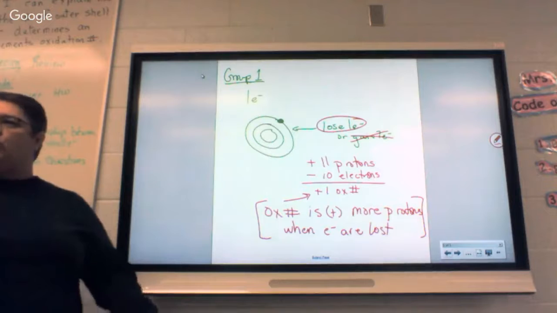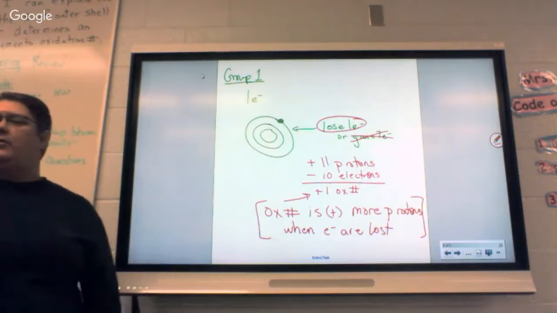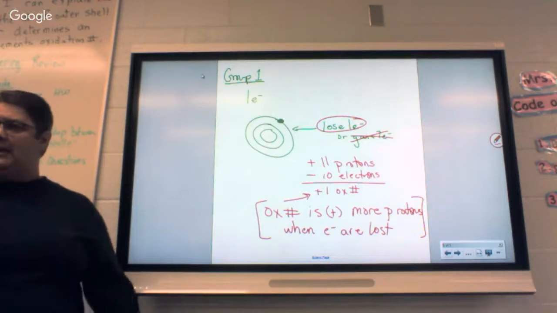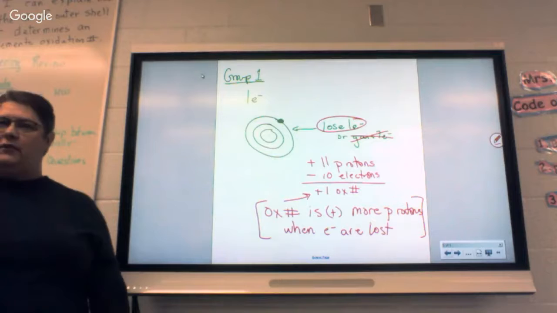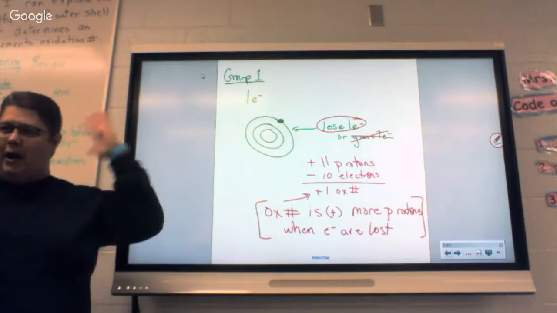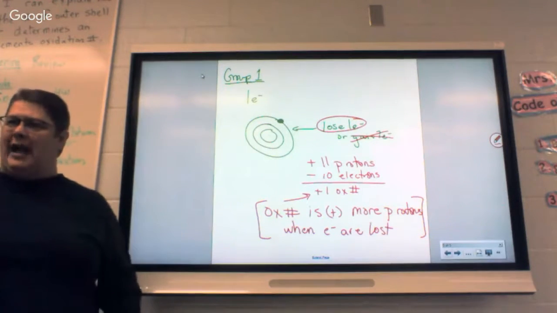So, anytime you lose, what I put in brackets? I probably didn't write that yesterday. Now, anytime you lose electrons, anytime, you are always going to have more protons. So, if you have more protons, your oxidation number is always going to be what? Positive. As long as you keep that straight in your head, you should be okay with the sign.